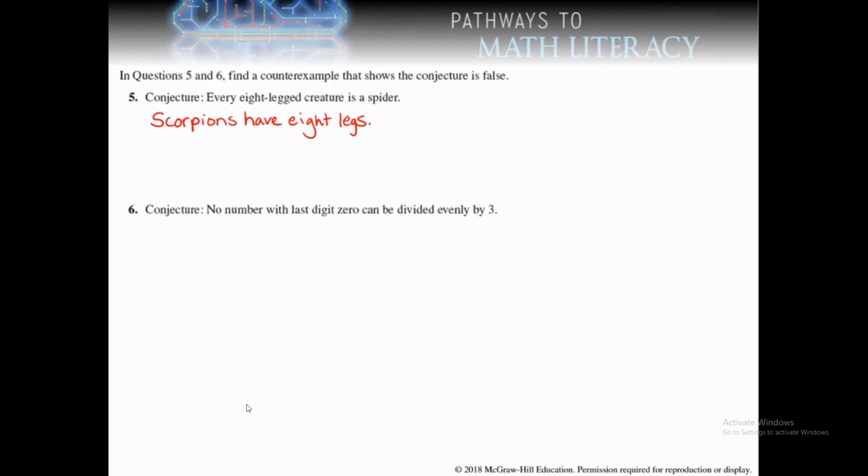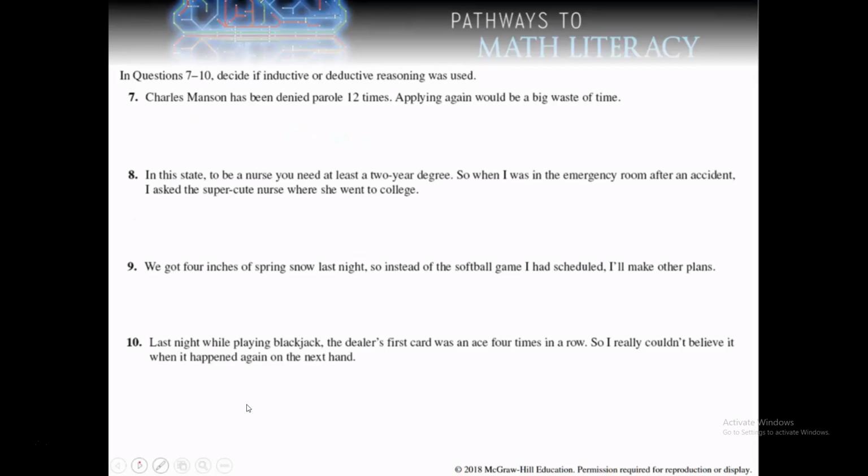In 7 through 10, we're trying to decide if the reasoning is inductive or deductive. So in 7, Charles Manson has been denied parole 12 times. So our conclusion is that applying again would be a big waste of time. Well, that's inductive reasoning. We're basing our conclusion on 12 specific examples, and we're assuming that pattern will continue.